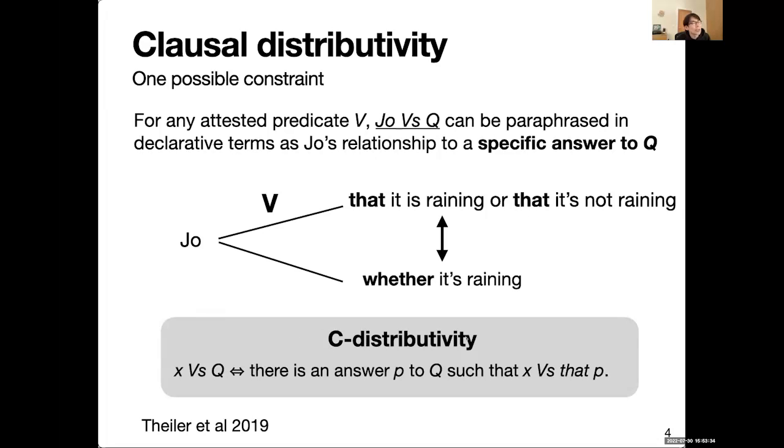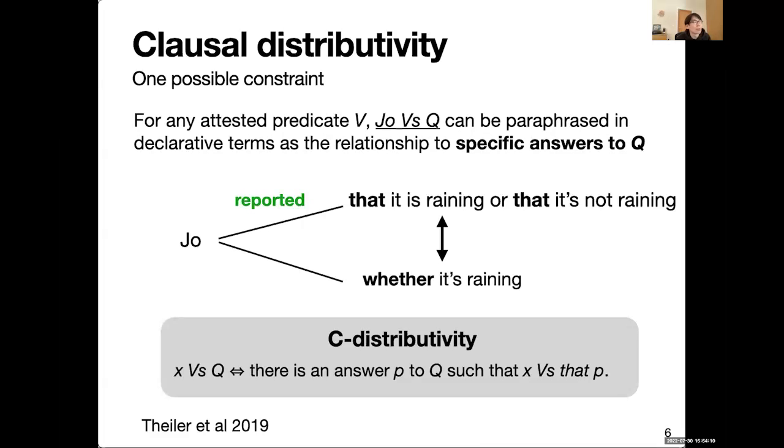Or more formally, C-distributivity can be stated like this. So if we have X Vs Q, where Q is an interrogative complement, that is equivalent to there is an answer P to Q such that X Vs that P. So let's see how this constraint applies to concrete predicates. So what about know? Joe knows whether it's raining can be paraphrased as Joe knows that it's raining or that it's not raining. So there's this equivalence, and that shows that know satisfies C-distributivity.